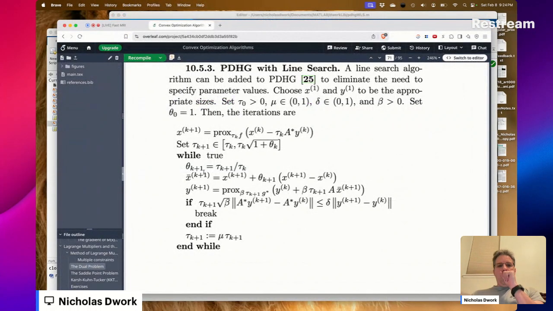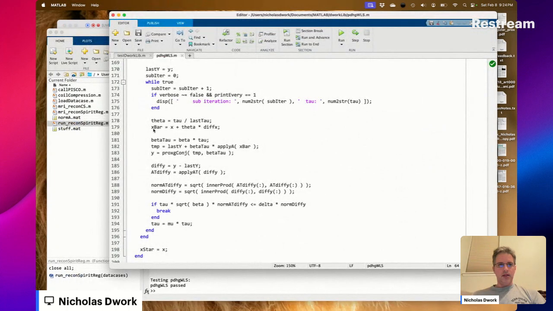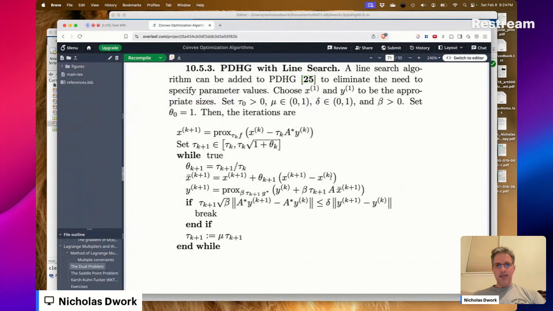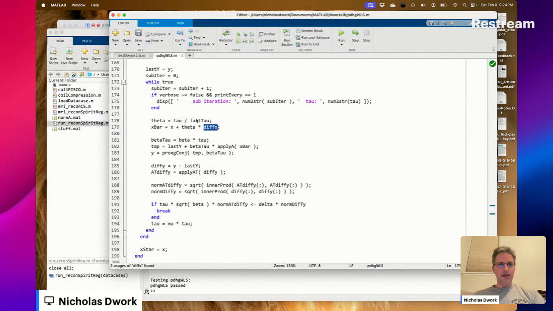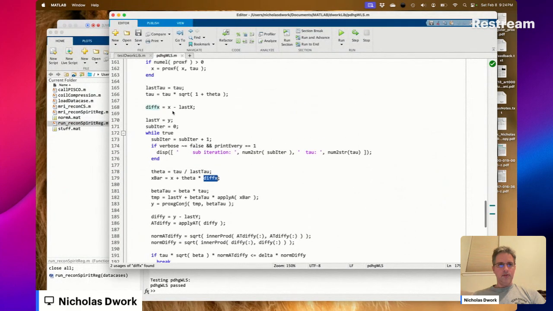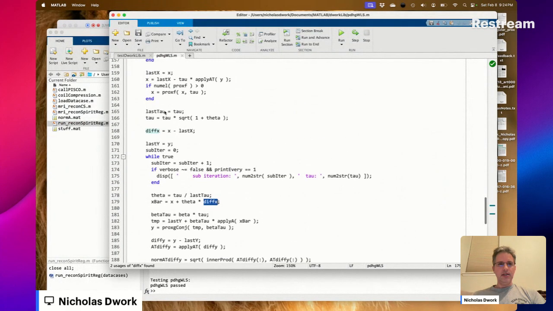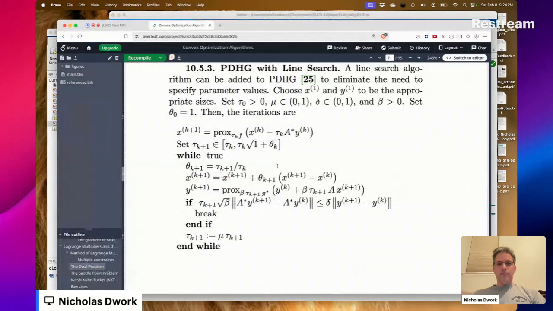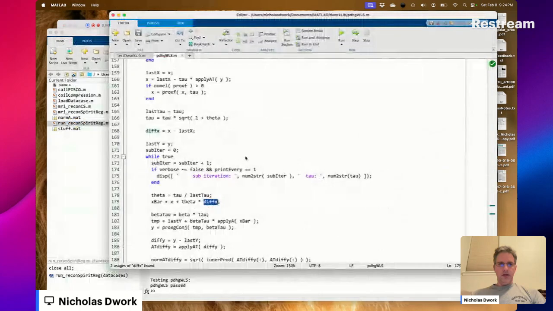x bar is equal to x plus theta times the difference of x. Where is the difference of x calculated? Diff x is equal to x minus last x. All right.